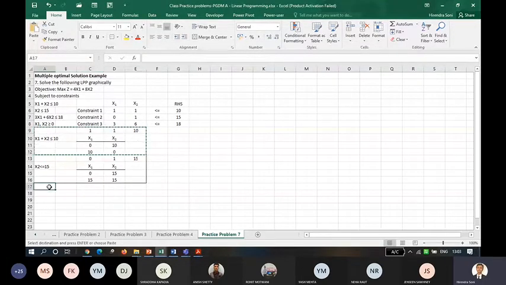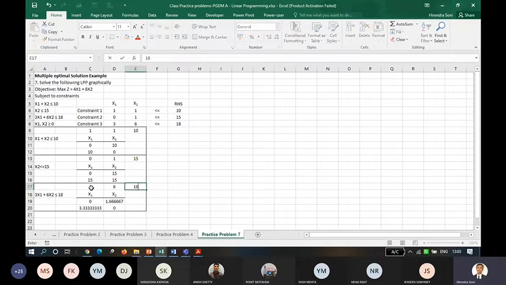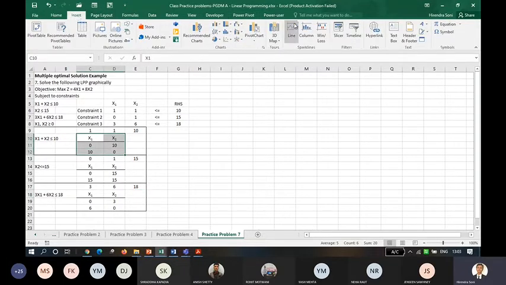Let me plot it, but be ready with the third one. What is your third one? 3x1 plus 6x2 less than or equal to 18. So that means the coefficients would be 3, 6, and this is 18. Correct? Okay up to this? All the three constraints can be plotted now. Let us take this and start plotting.